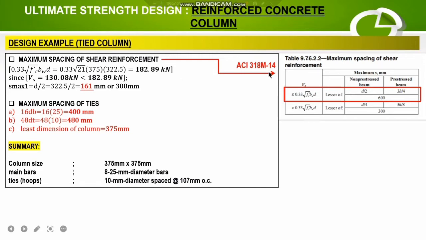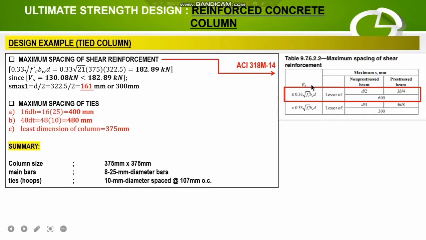So according to ACI 318M-14, Table 9.7.6.2.2, the maximum spacing of shear reinforcement. If Vs is less than or equal to 0.33 square root of fc prime bwd, the maximum spacing in terms of mm for a non-pre-stressed structural member shall be the lesser value of d over 2 and 600, and for a pre-stressed structural member, it should be the lesser of 3h over 4 and 600.